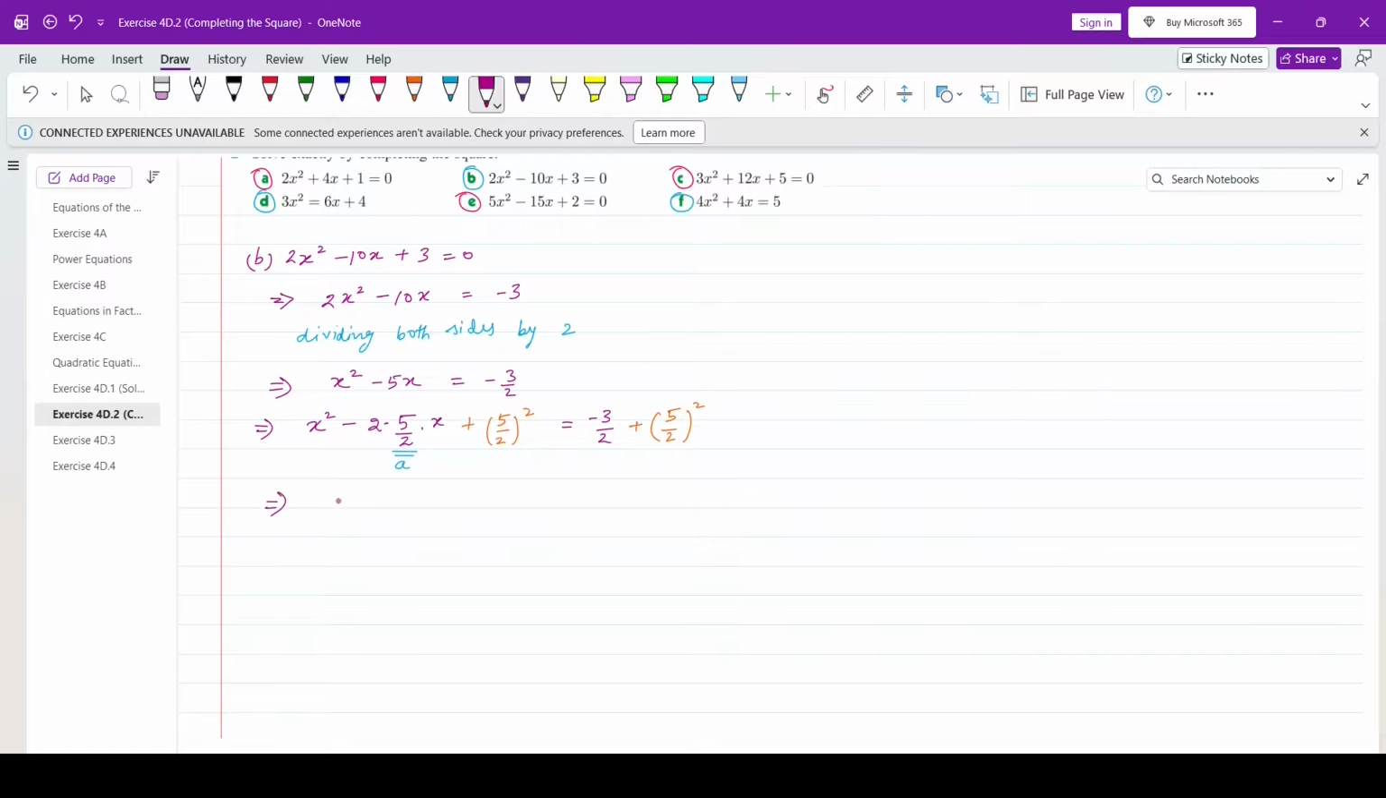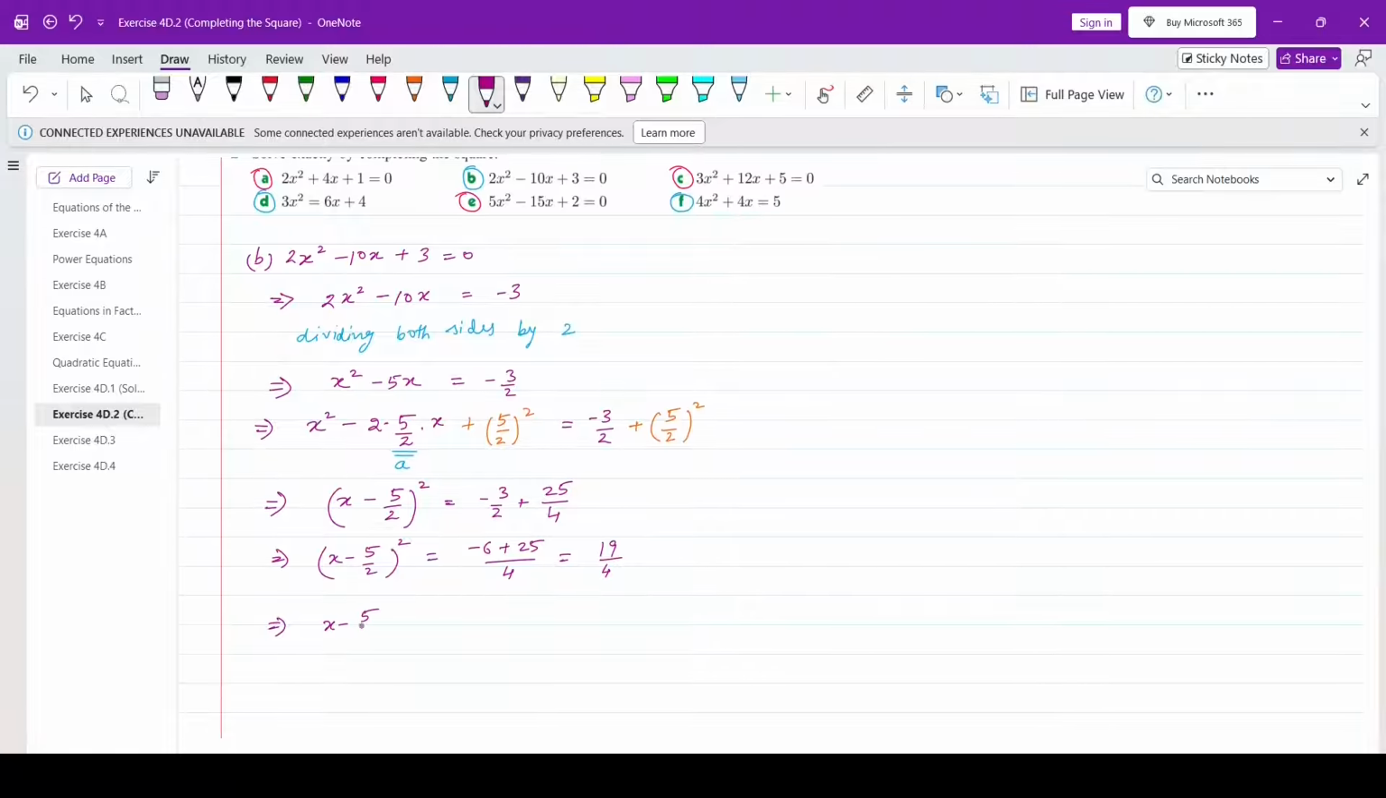Now if we solve it, we get (x minus 5 divided by 2) whole square equals negative 3 by 2 plus 25 by 4. So this is (x minus 5 by 2) whole square is equal to negative 6 plus 25 divided by 4, that is equal to 19 by 4.